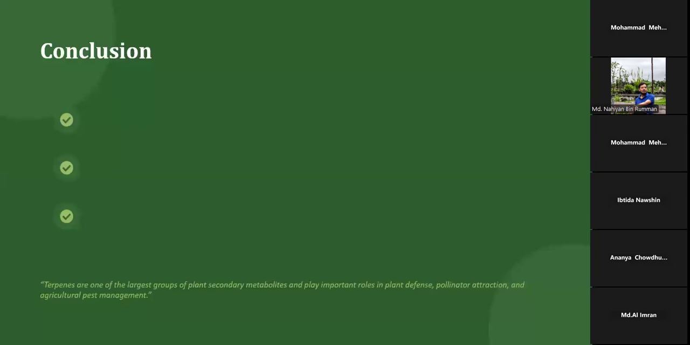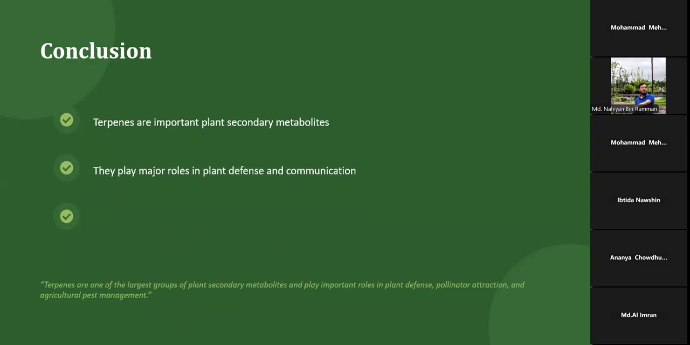Lastly, we have come to the conclusion. To conclude, I'd say terpenes are one of the largest groups of plant secondary metabolites. They play essential roles in plant defense, pollinator attraction, and adaptation to environmental stress. They also have wide applications in agriculture, medicine, food, fragrance, and industry. With increasing demand for sustainable farming, terpenes have become increasingly important as natural and environmentally friendly alternatives for crop protection.